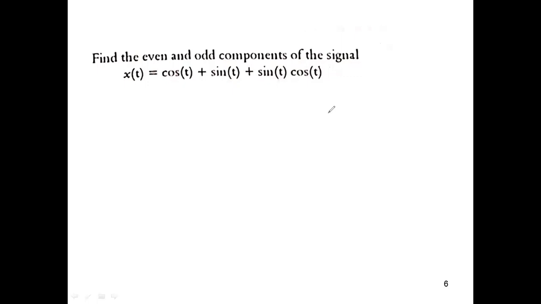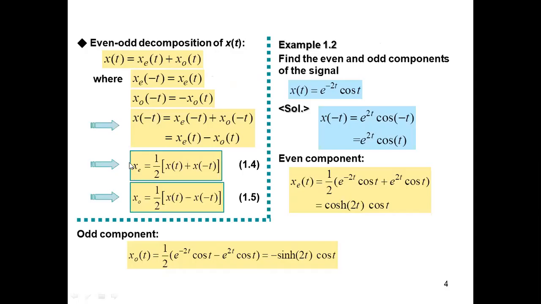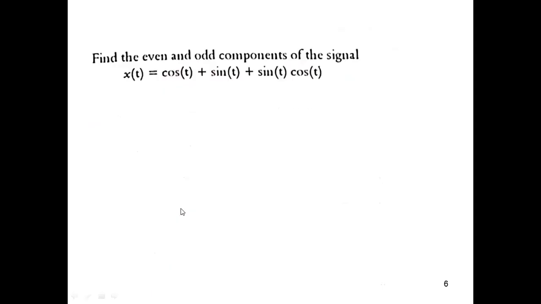What was that formula, by the way? Once again, see the formula carefully. The even component is given by x of t plus x of minus t divided by 2. The odd component is given by x of t minus x of minus t divided by 2. Now what do we need? We need x of minus t. So how do we get x of minus t?